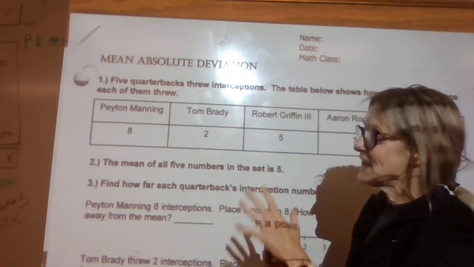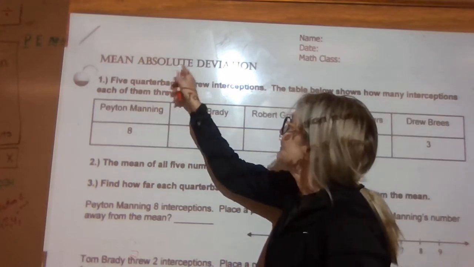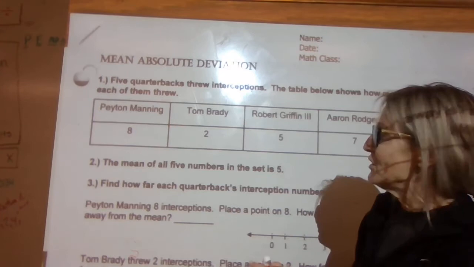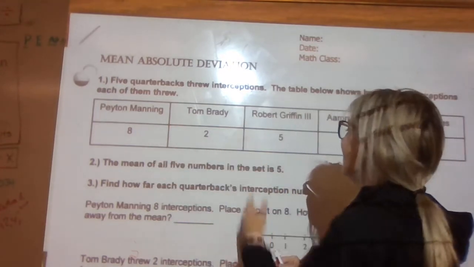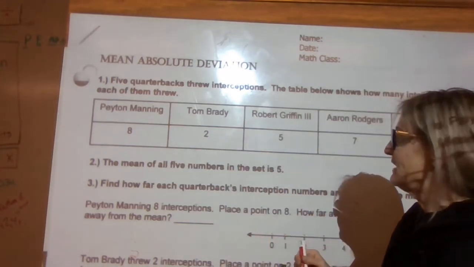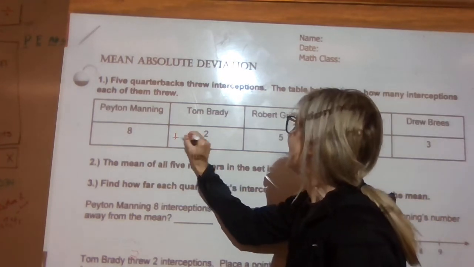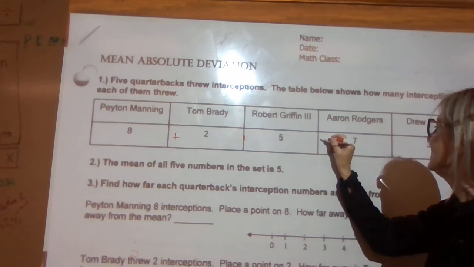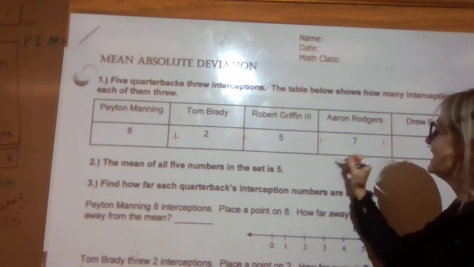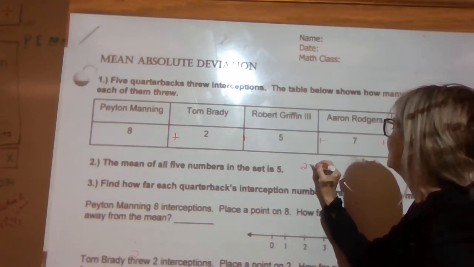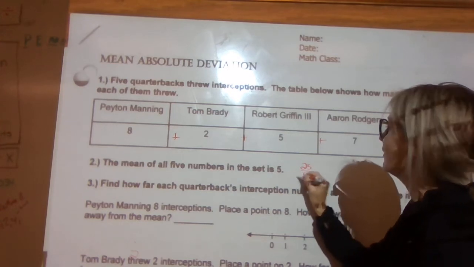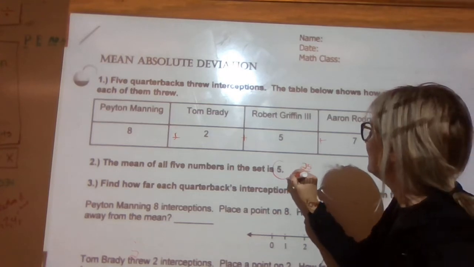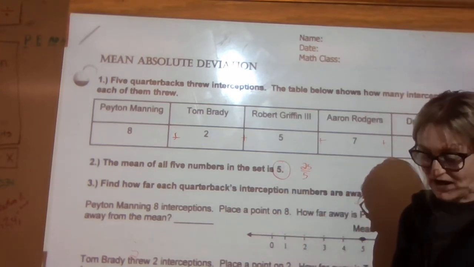So the first thing you want to do in the mean absolute deviation is find the mean. So remember, you add all your data together and divide by how many there are. So if I did 8 plus 2, that's 10, plus 5 is 15, and 7 and 3 makes 10, so I actually have 25. And there are 5 pieces of data. So the mean of my data is 5.